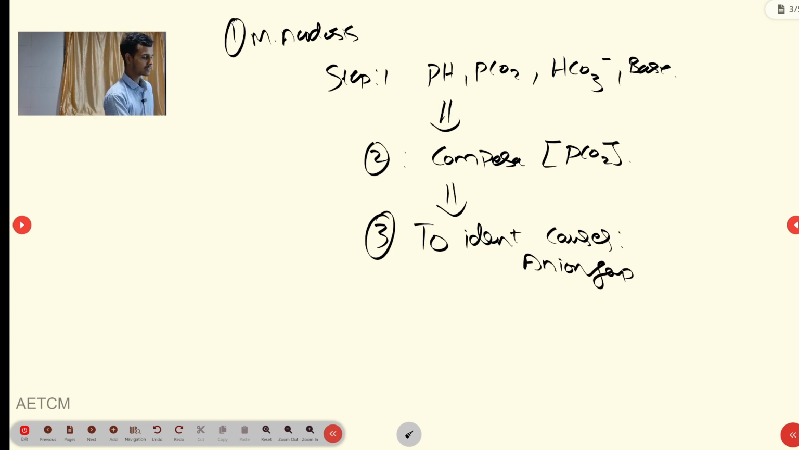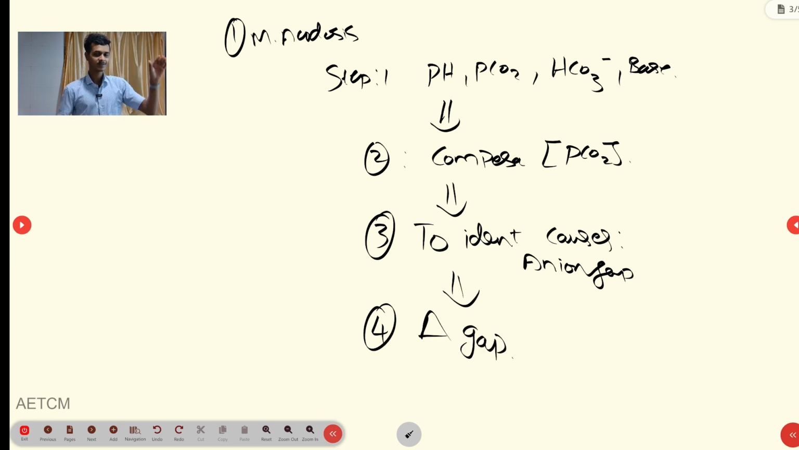Okay, step 4 is your delta gap. Why are we checking the delta gap? To rule out whether a mixed metabolic alkalosis is there or not. This is the condition of metabolic acidosis. In the first presentation we told that in the case of metabolic acidosis, chances of alkalosis are also there, so to rule that out, we are going to check the delta gap. Okay, these are the 4 steps you have to do when you are suspecting a person has metabolic acidosis. Now we'll see step 1.